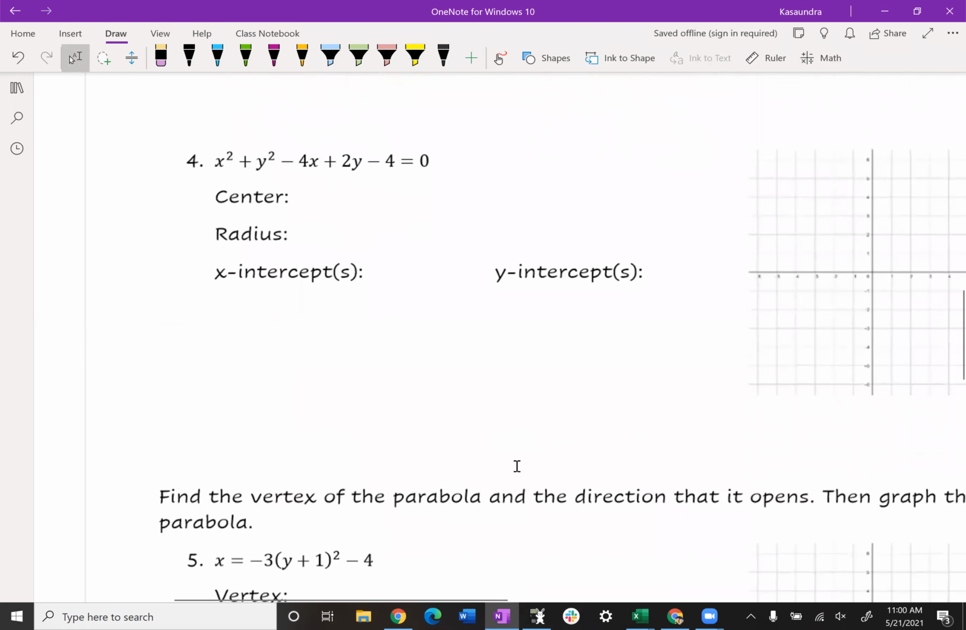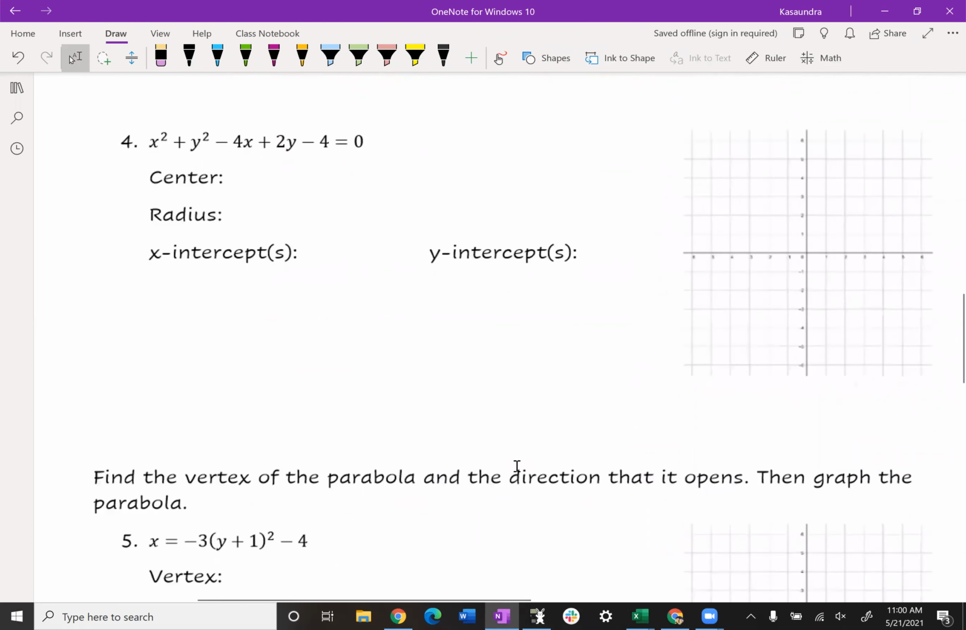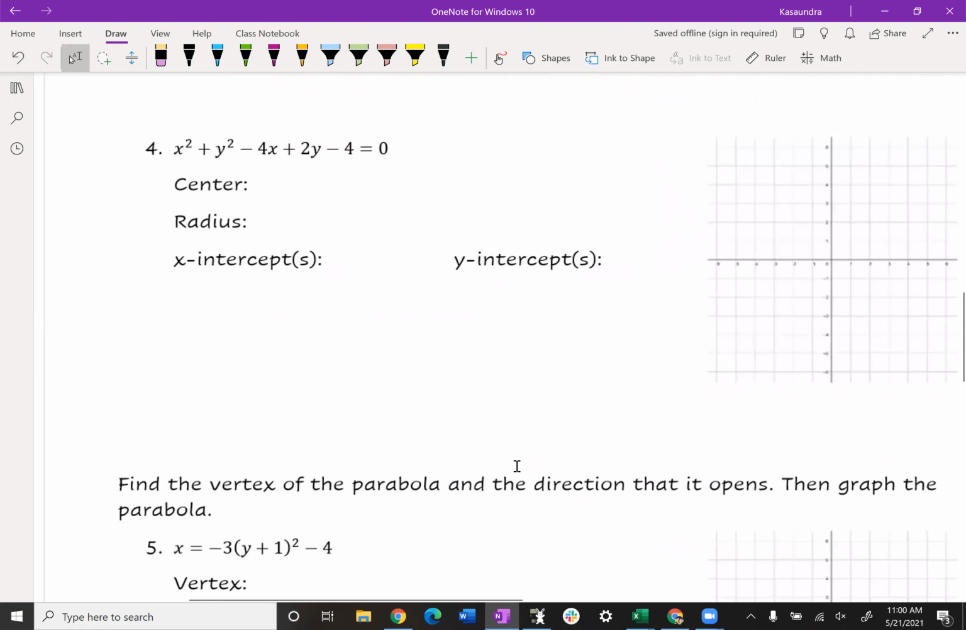All right, number 4. This requires a bit more algebra. We got to complete the square. I'm going to put all my x's together. So let's see, I got x squared, I got a negative 4x. I'm going to put those together. And then my y's, let's put the y's together. I got a y squared and a 2y. And I'm thinking this 4, I'm going to put that on the other side. So add 4 on both sides. This will equal a positive 4.